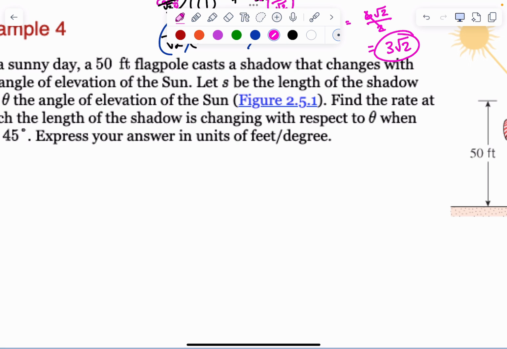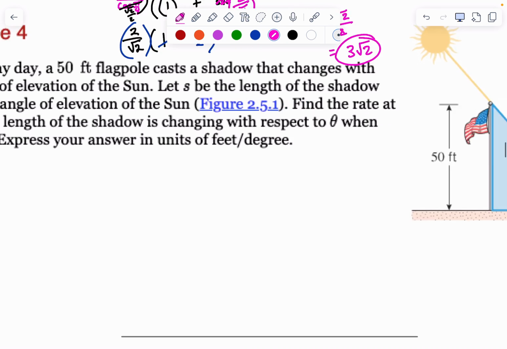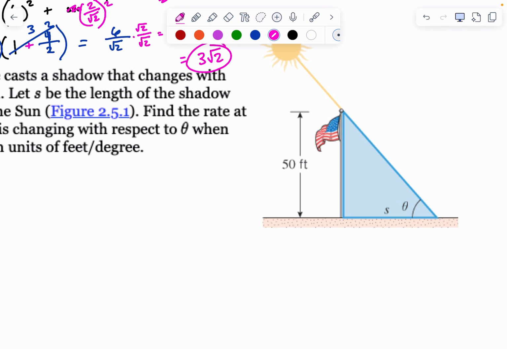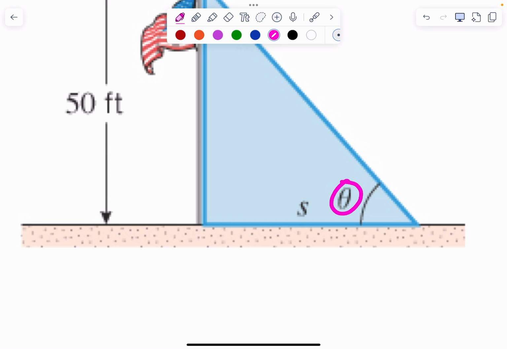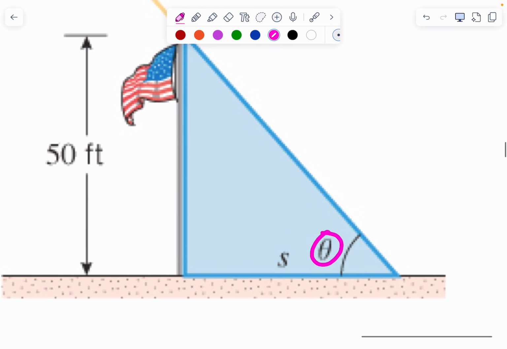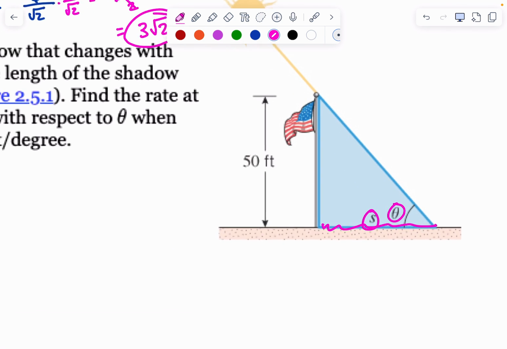All right, here we go. Now we got a story problem. Listen. They drew a picture for us, and let's see what we've got. We have this angle. Here's our flagpole, and the amount of the shadow is represented as S. That's the shadow length. The angle to the sun is theta, and then the flagpole is 50 foot.